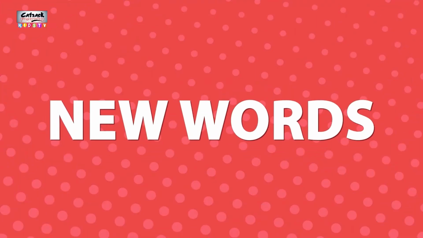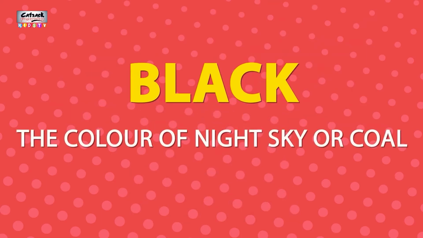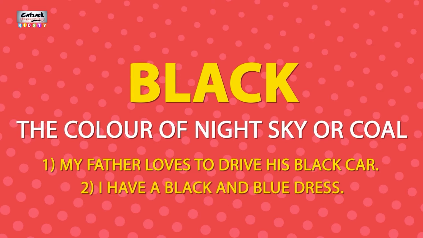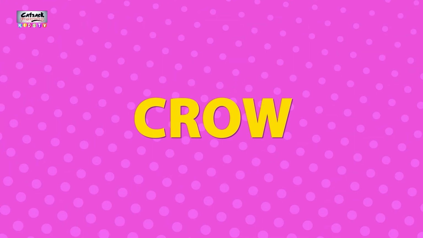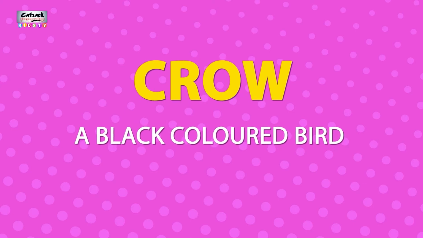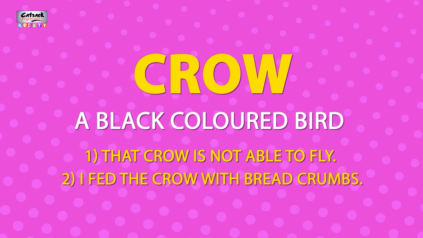Now let's know new words. Black. The color of night sky or coal. Example sentences. My father loves to drive his black car. I have a black and blue dress. Crow. A black colored bird. Example sentences. That crow is not able to fly. I fed the crow with bread crumbs.